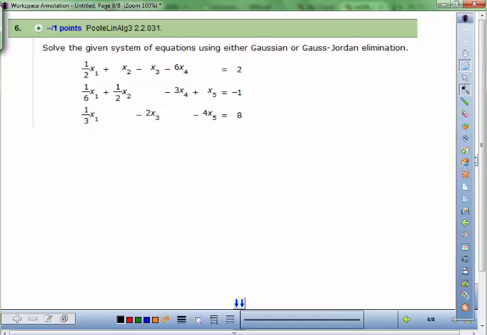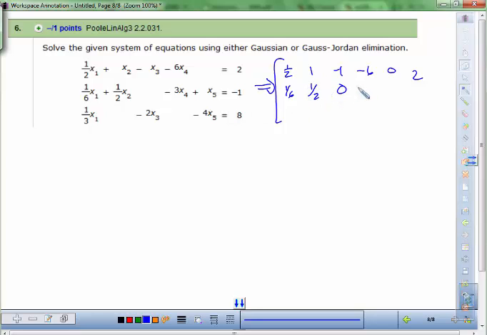Let's write this in matrix equivalence. So 1, 2, 3, 4, 5. So this is going to be a 3 by 5 with an augmented column. You got a half, a 1, minus 6. Don't forget the zeros, right? When there's zeros, it's nice if it was written this way. If it's not written this way, you have to watch out for those variables to see where the zeros are supposed to be. 1/6, 1/2, 0, -3, and 1. 1/3, 0, -2, 0, -4, and 8.